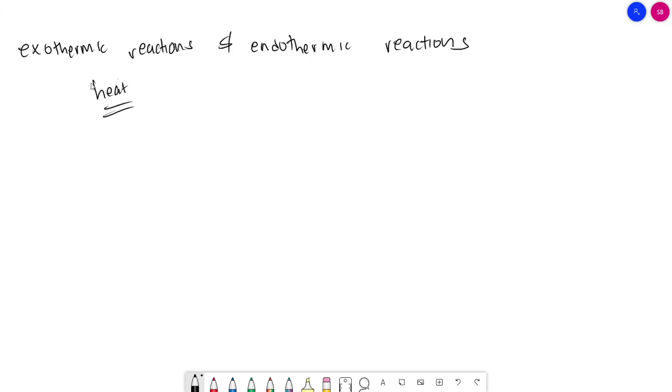Now this energy change can be divided into two groups, and the two groups you would guess are the exothermic and the endothermic. Those are the two groups we can use to classify these reactions. So let's start off with the first one, the exothermic. What is an exothermic reaction?